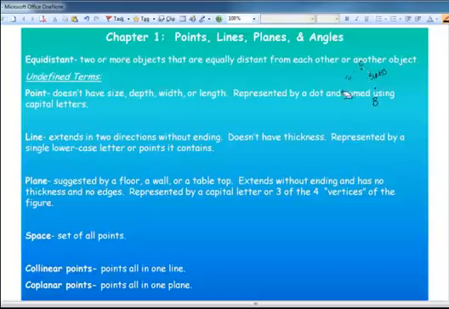So the first thing we're going to talk about here is a point. It says here by definition, a point does not have any size, depth, width, or length. It's represented by a dot and named using a capital letter. So if I put down this point here and said this is point A, notice that we cannot define how thick it is, how deep it is, how wide it is, anything about it, except that it's a representation of a place on this screen.